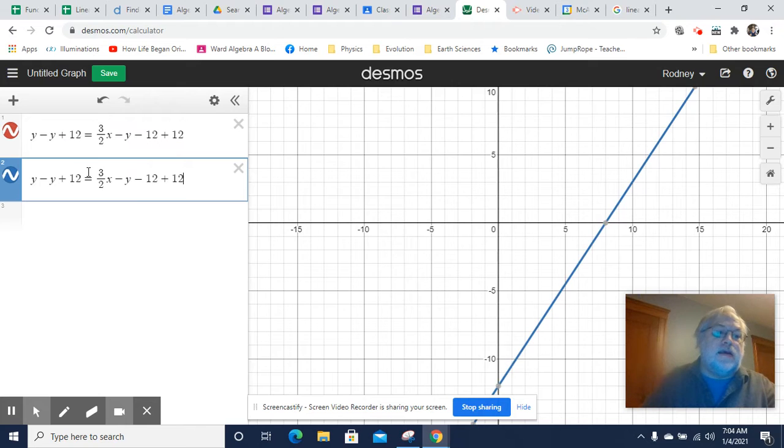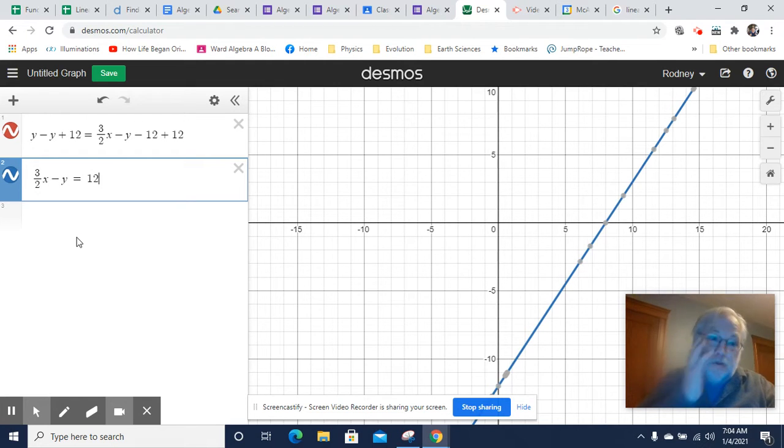Copy pasta that, and let's clean it up. Negative 12 plus 12 is nothing, and y minus y is nothing. And then I'm going to switch sides. I'm going to move this over here because equal signs mean symmetry. We are symmetrical when we have an equation. And now I've got 3/2 x minus y equals 12.